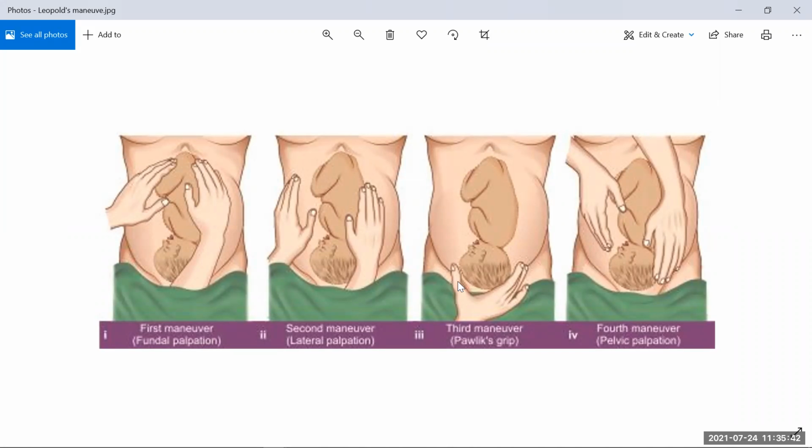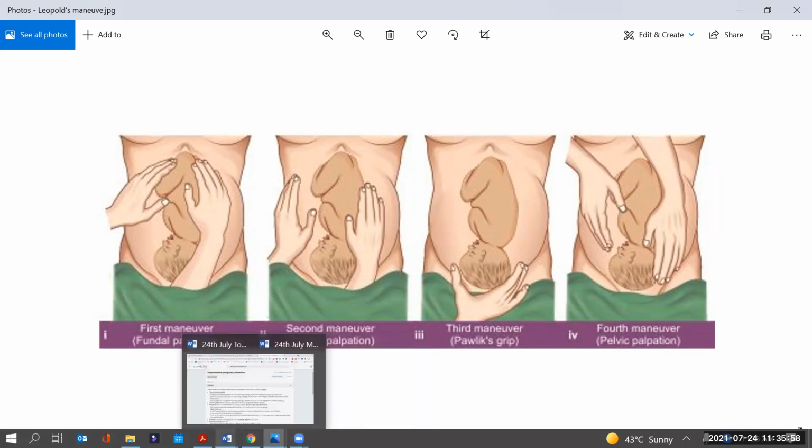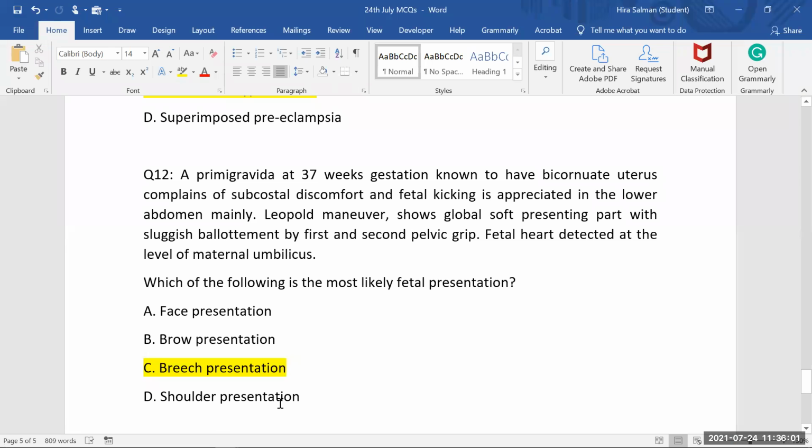But in order to say it is a cephalic presentation, you can control the head with one hand by moving the head in between the thumb and the fingers. So of course, in this case, the head is not down. That's why the Pawlik maneuver is not mentioned. Only which maneuvers are mentioned? The first and second, the lateral grip and the fundal grip, where you can appreciate the presenting part between your two hands. So maybe in these two grips, they have observed sluggish ballottement of a soft globular presenting part. So the soft part must be the butt. So the third clue is there in order to make a diagnosis of breech.